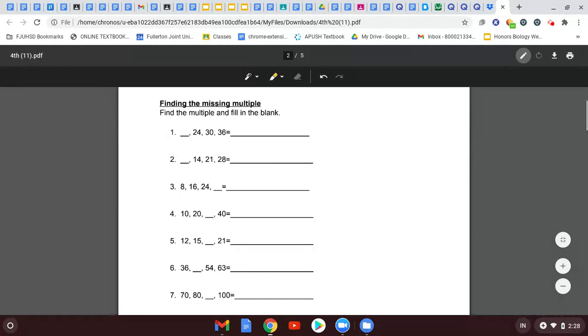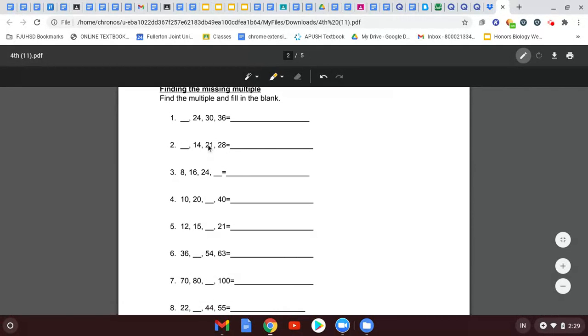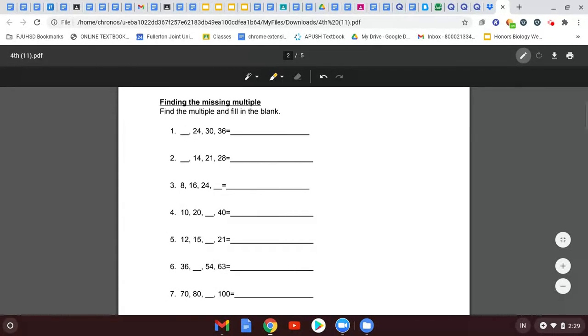And this one is find the missing multiple and fill in the blank. Basically what we're trying to do is find the pattern. The pattern is you're adding 6. So you have 24 plus 6 equals 30 and 30 plus 6 equals 36. So what plus 6 equals 24? That's the question it's trying to ask you. And that would be 18. Good job.